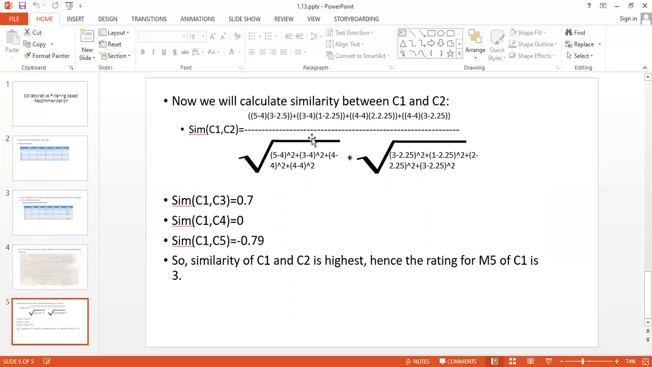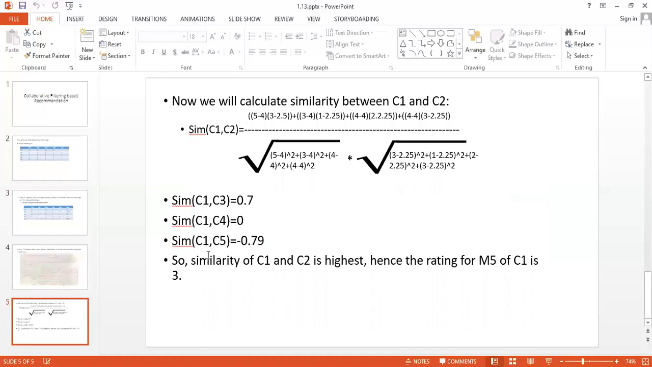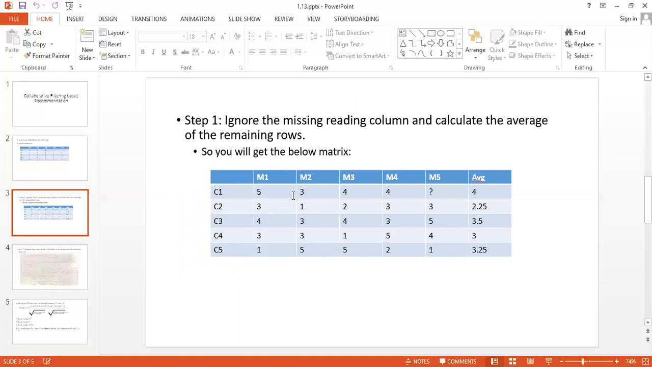Now as the value of the fifth column is missing for customer 1, we will not take it, because we are going to find out that value. Now under the square root we have to write 5 minus 4 its square, plus 3 minus 4 its square, plus 4 minus 4 its square, plus 4 minus 4 its square.